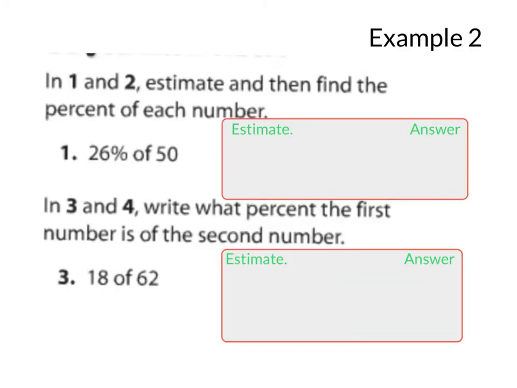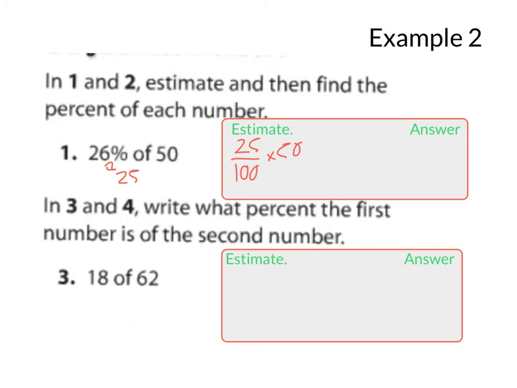Here's our example 2. I see there's different directions for each, so I'm going to need to read that. For this number 1, estimate and then find the percent of each number. I'm going to multiply straight across. This one has different directions, so you'd have to read that one. I'm going to help you with estimating first. I know that 26%, that's about 25. 50, I can keep it there, so 25% of 50. And that's how we're going to estimate.